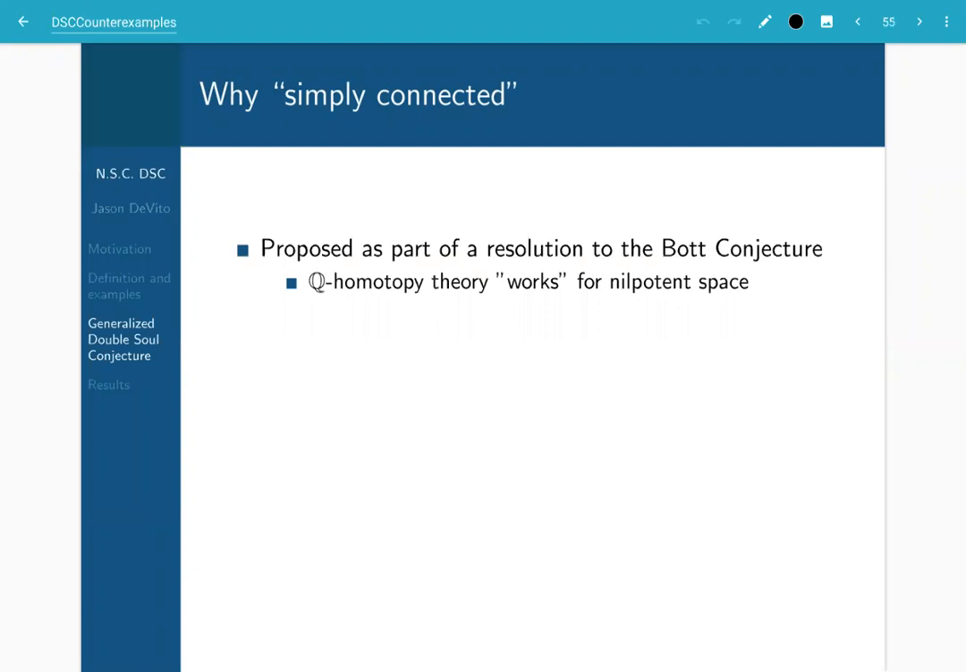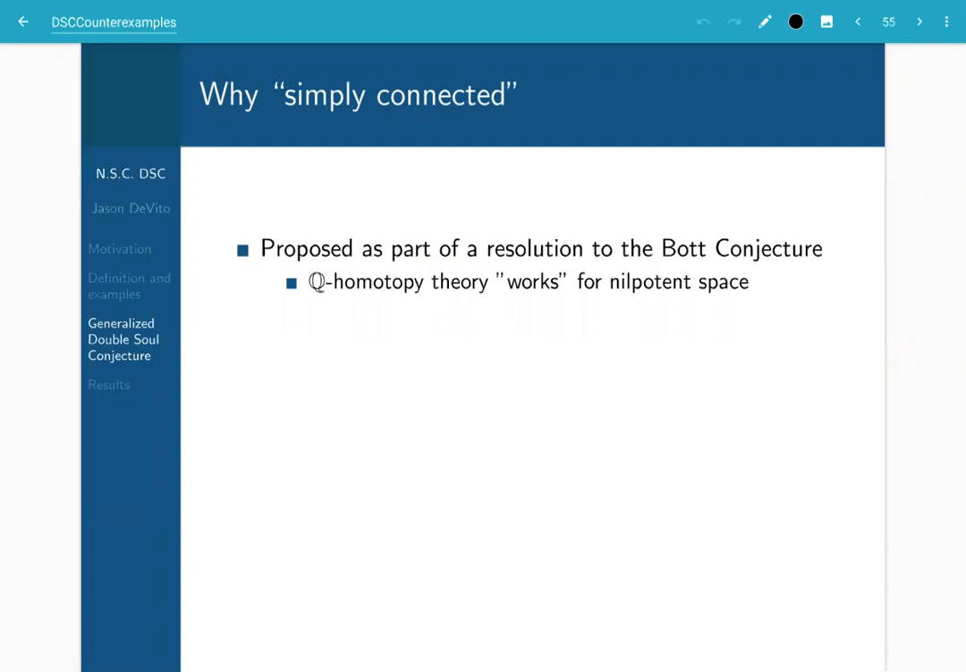His idea is, well, back in the early 80s, he and Steve Halperin had proven that when you have this double disk bundle decomposition, then the manifold itself is rationally elliptic if and only if the boundary of the disk bundles, the shared boundary, is rationally elliptic. And then the idea is maybe you can prove the Bott conjecture via induction.